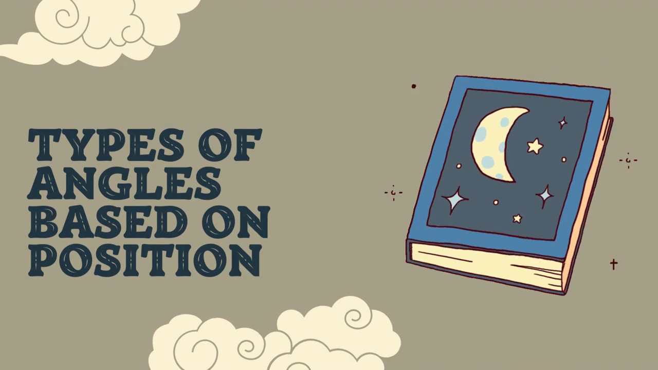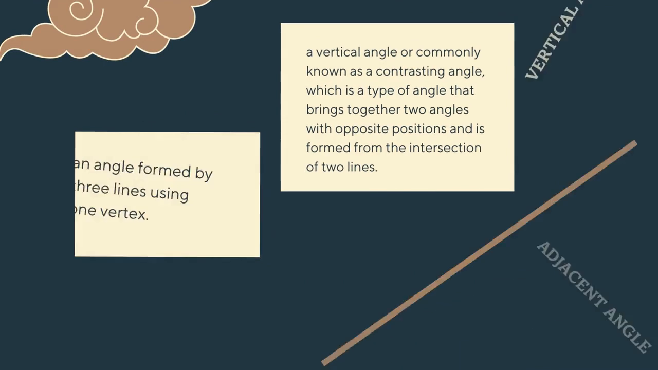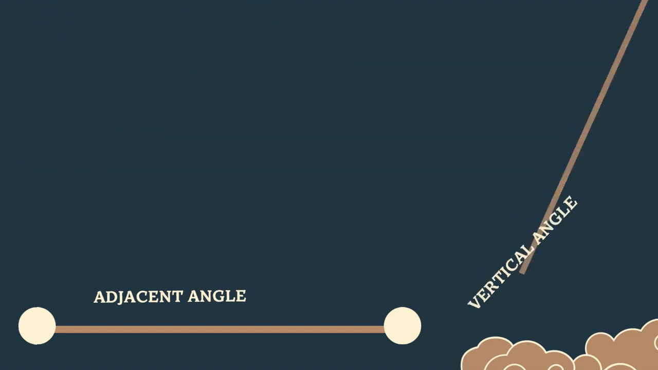The next topic is types of angles based on position. 1 is vertical angle. A vertical angle, or commonly known as a contrasting angle, is a type of angle that brings together two angles with opposite position and is formed from the intersection of two lines. 2 is adjacent angle, an angle formed by three lines using one vertex.